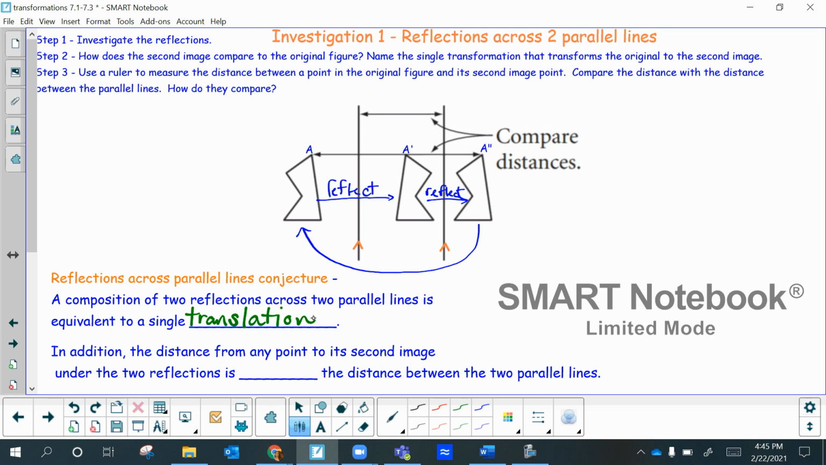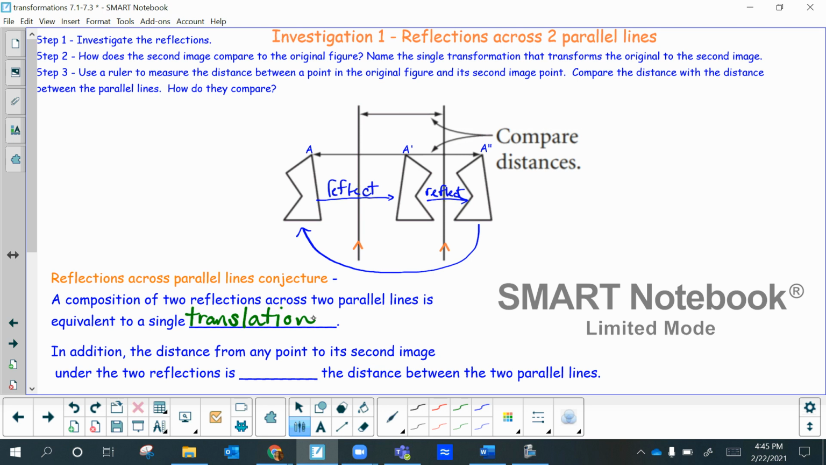Okay, so the composition of the two reflections across two parallel lines is equivalent to a single translation. So that's all it is. Whenever you reflect over parallel lines, it's just a translation.